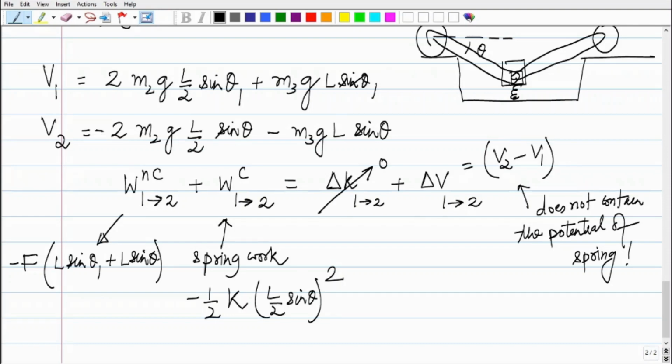Okay, so you solve this problem. Theta 1 is known, the unknown is theta here, and then you can find out what is the final theta for which the system again comes to rest. Okay, quite easy, right?